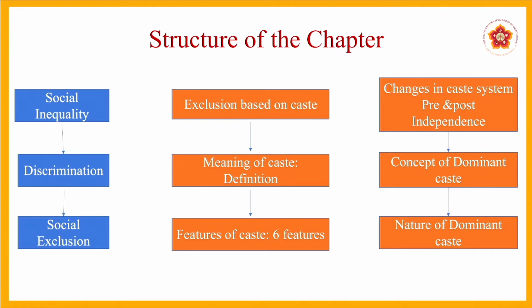So, again we have tried to make this flow chart for you. Social inequality leads to discrimination, discrimination leads to social exclusion. Now, we have taken caste, then exclusion based on caste, meaning of caste, definitions, features of caste, six features, and changes in the caste system pre and post independence. Then the concept of dominant caste, which was given by M.N. Srinivas, and the nature of the dominant caste. So, all the points are there in your book. Please see them to formulate your answer.